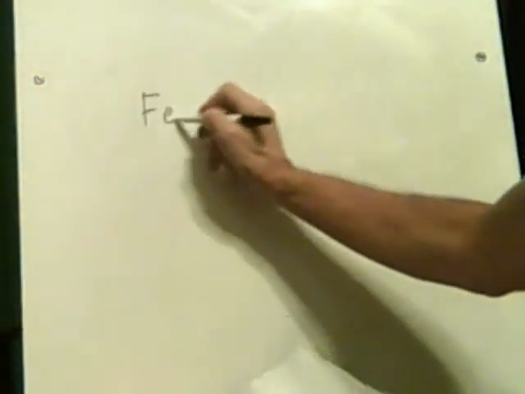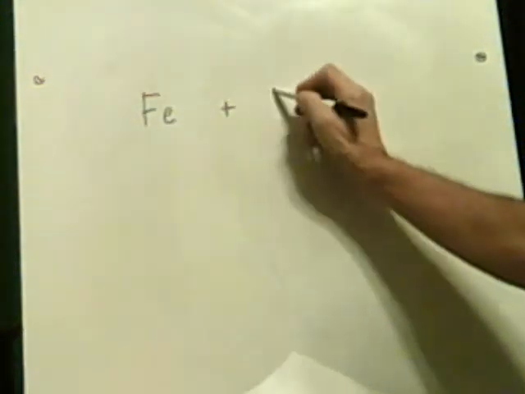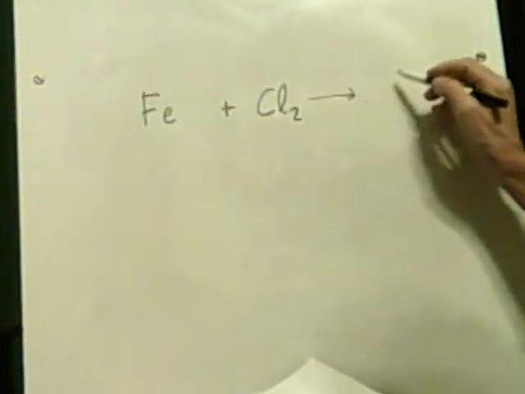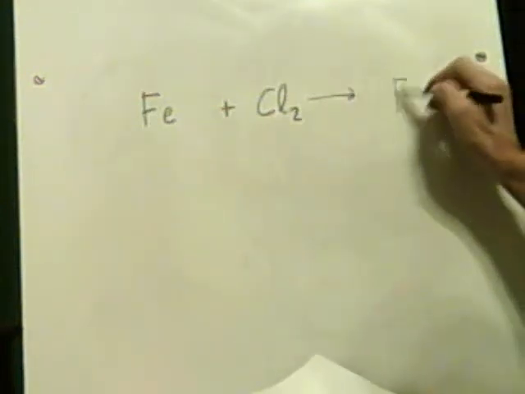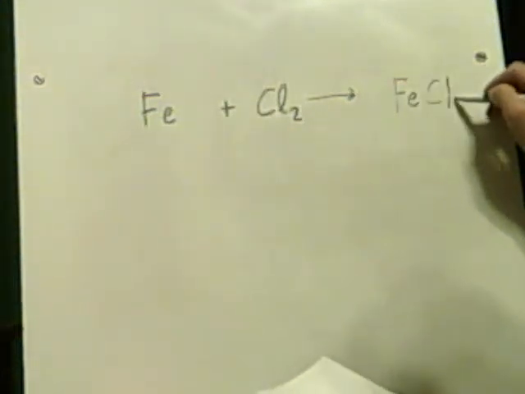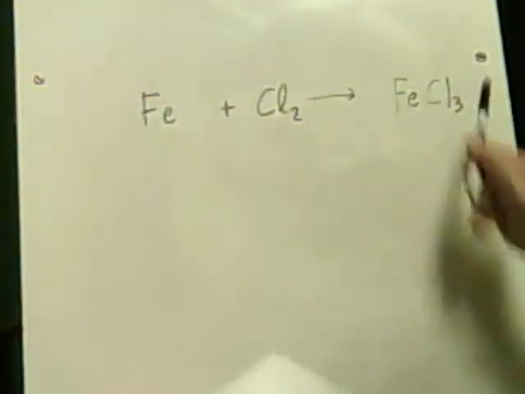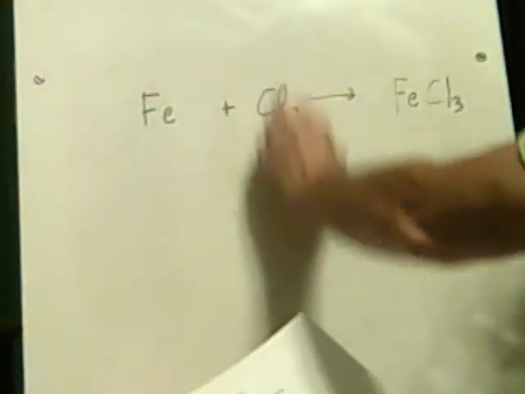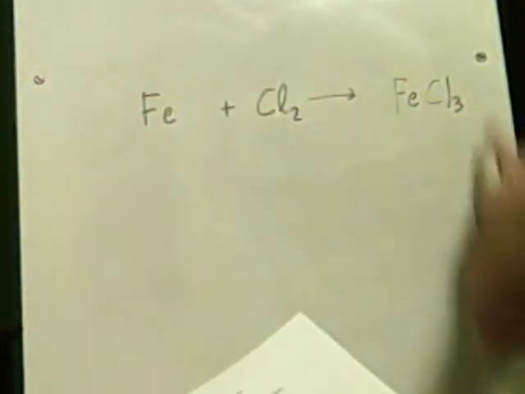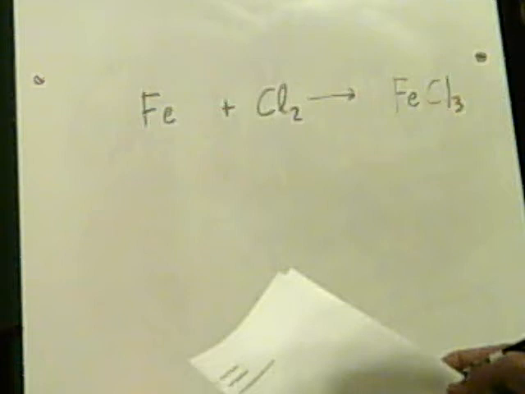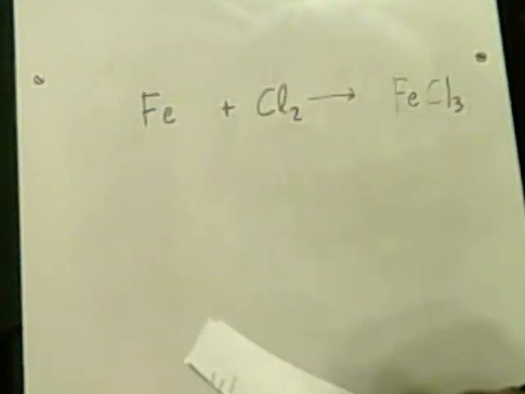Okay, we'll start with iron plus chlorine produces, that's chlorine gas, iron chloride. And I'm not going to bother to copy down what the states are. This is a solid, this is a gas. At room temperature, chlorine is a gas. And this is also solid. Okay, so this is similar to oxidation, only we're using chlorine, which reacts in a similar way that oxygen reacts.